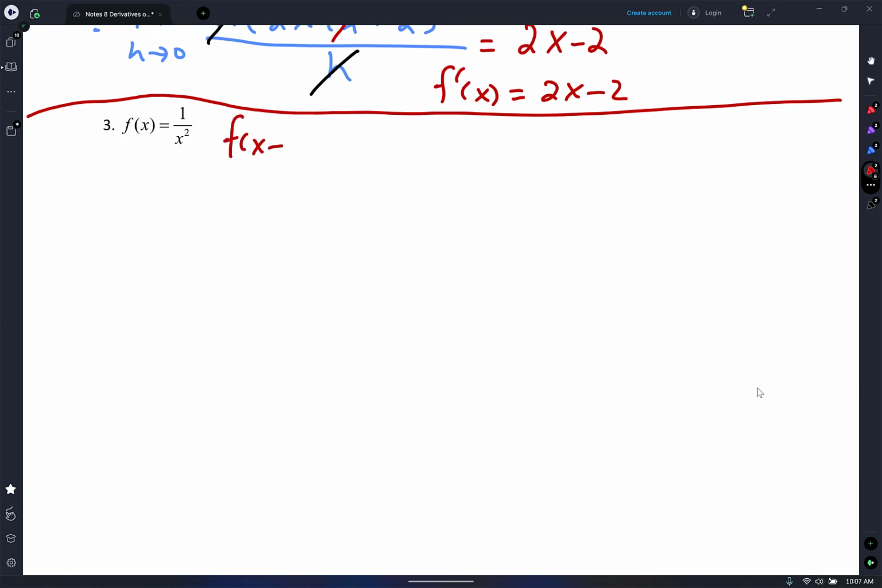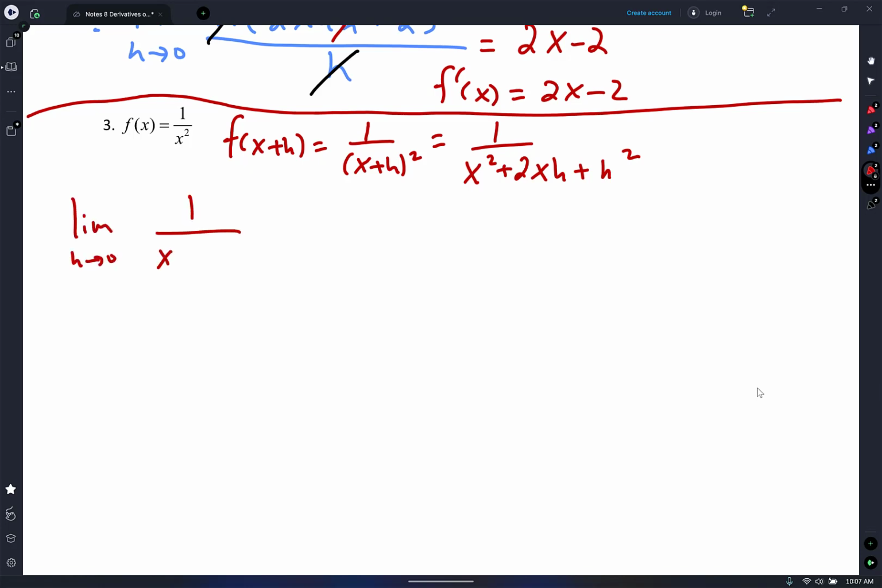So I'm going to write f of x plus h, and that equals 1 over parenthesis x plus h, close it, squared, equals 1 over, and I'm just going to expand the x plus h, guys. x times x, x squared, plus, and then x times h, that's xh, we're going to have 2xh plus, what's h times h? All right, so here we go. I write limit as h approaches 0 of 1 over x squared plus 2xh plus h squared minus 1 over x squared, all this over h.